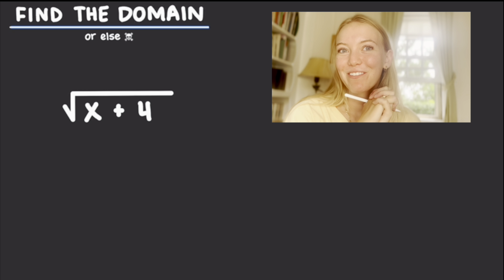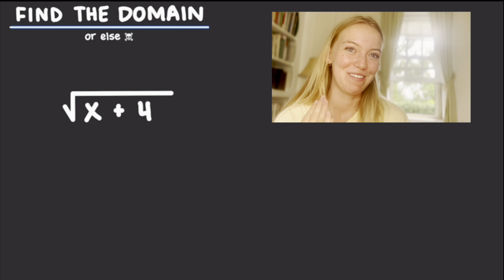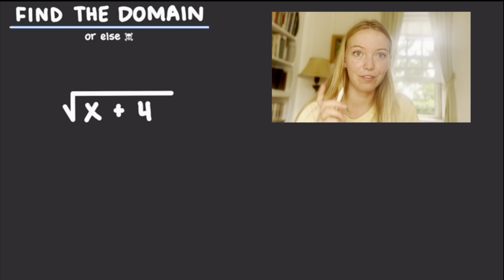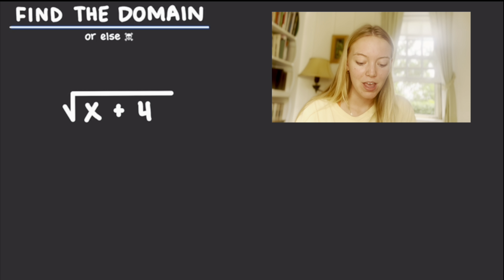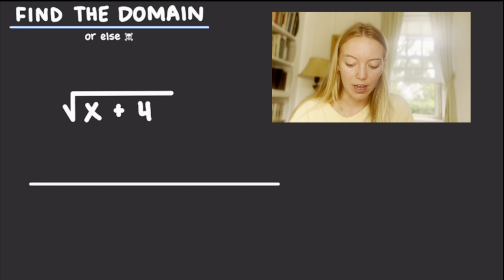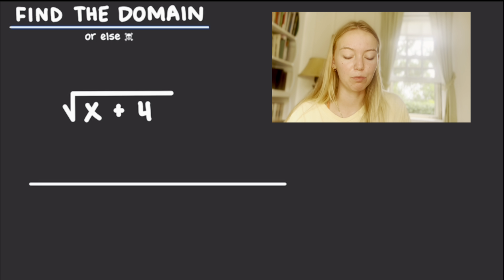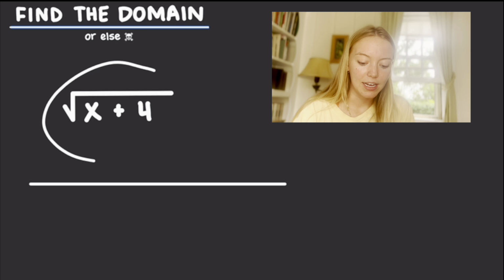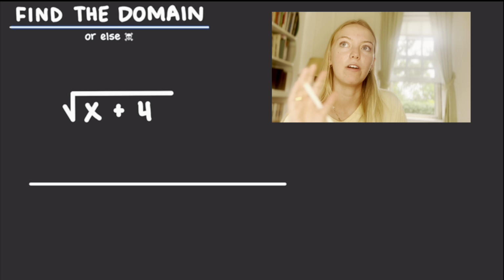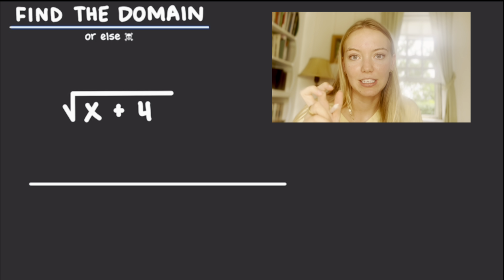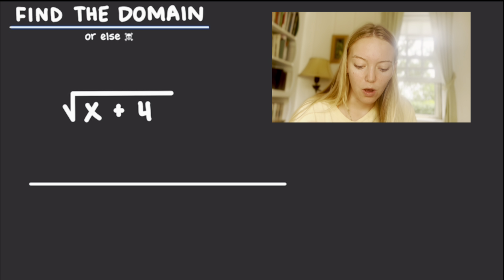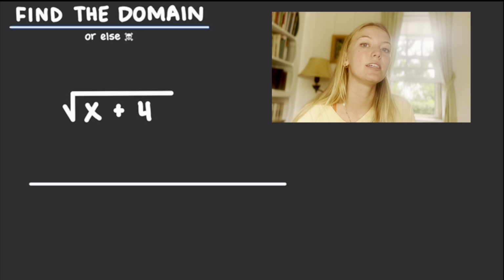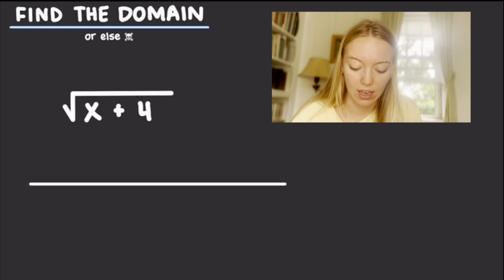Okay, so let's go over the steps on how to find the domain of a function. Step number 1, you're going to draw a number line. Do this every single time. It's going to be super helpful. Then you need to identify what function you're working with and what its issues are. We know that a square root can be 0, but it cannot be negative. You cannot take a square root of a negative number.